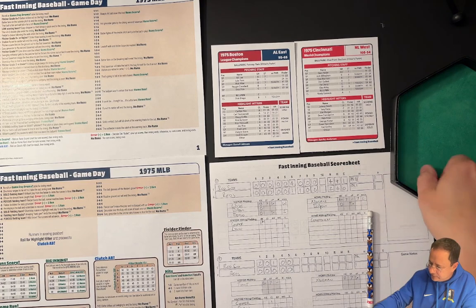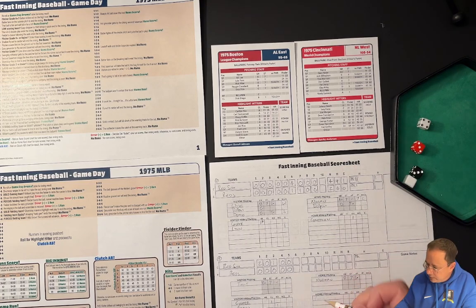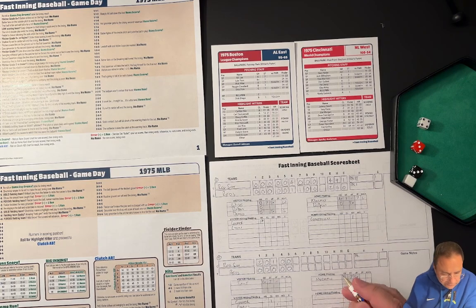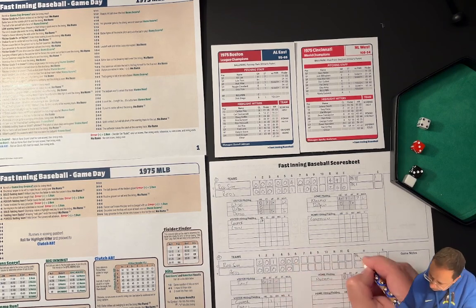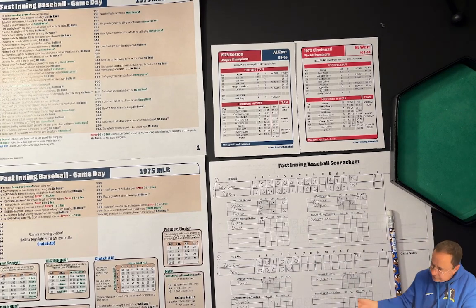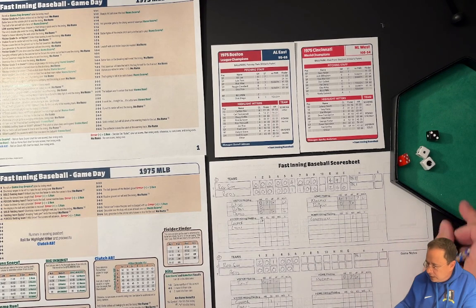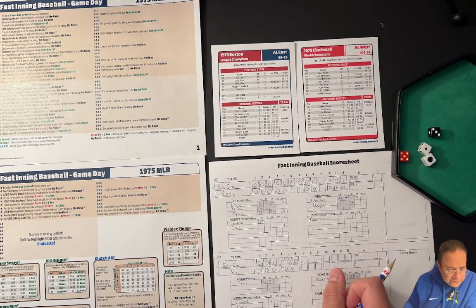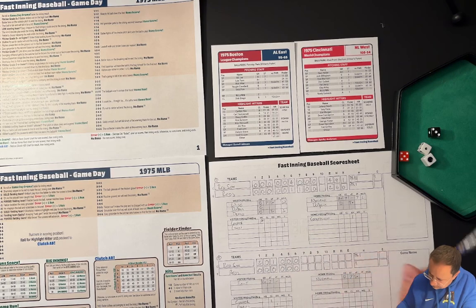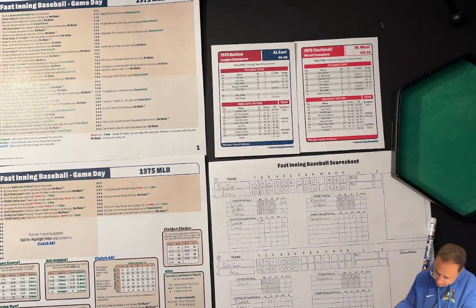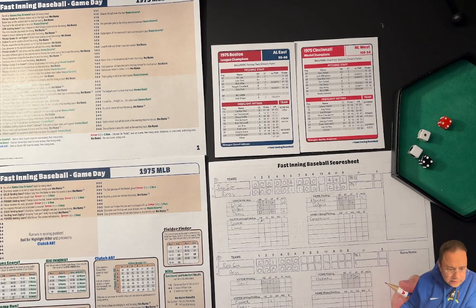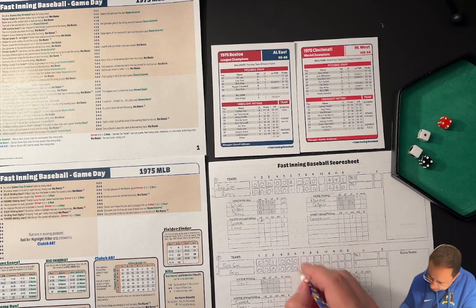Top 6. 3, 3, 4. Shortstop ranges to his left to make the out. Inning over. No runs on 1 hit. Reds, bottom 6. 1, 3, 5. No runs on 1 hit. We're going to top of the 7th. 1, 4, 4. Is the pitcher grade D or lower? No, it's not. So no runs.